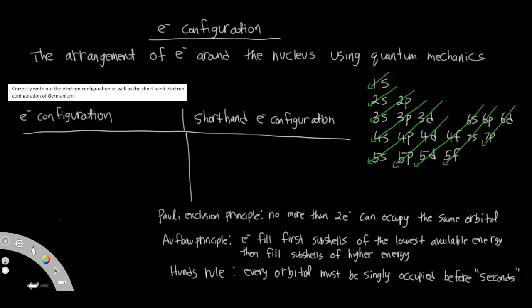We need to put lots of subshells here. So we're going to start off with our 1s. Then we're going to do a 2s. Then a 2p. Then a 3s. Then a 3p. Then a 4s. Then a 3d. Then a 4p.